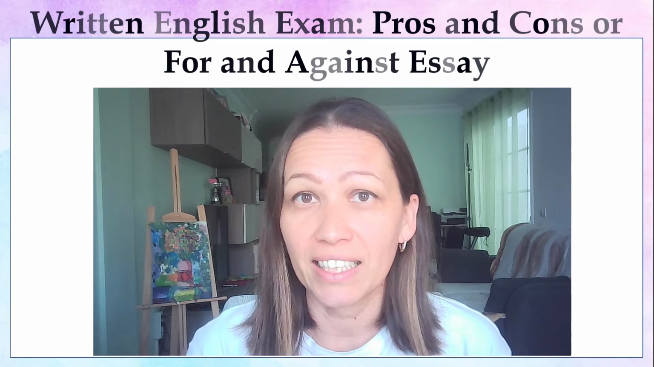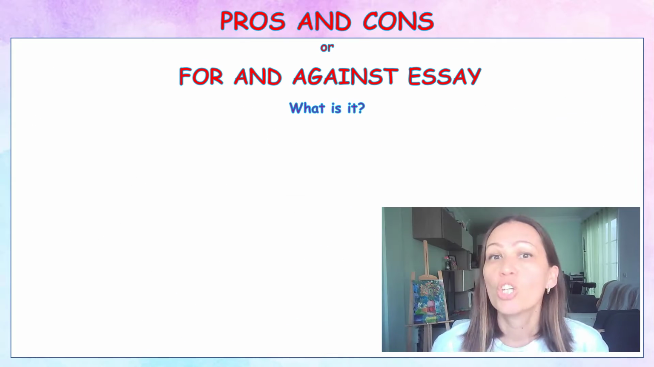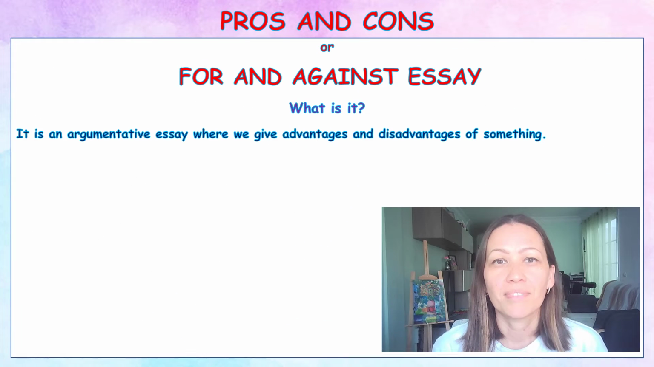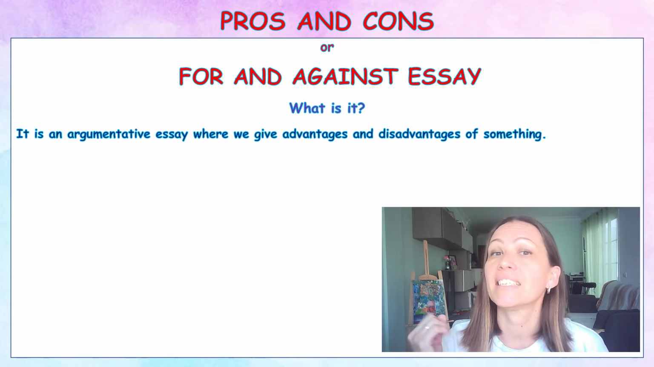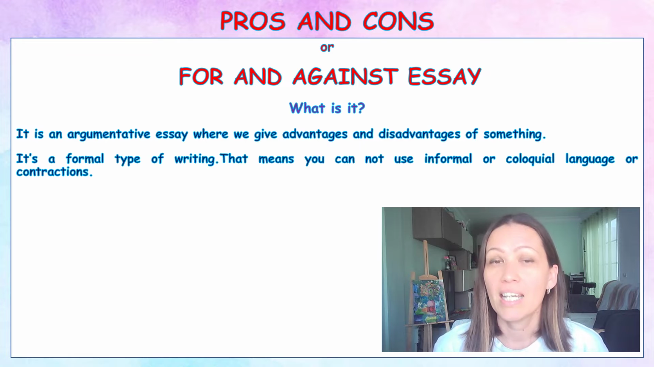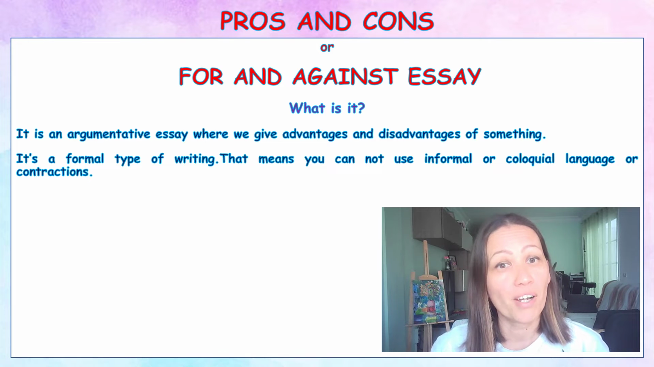Pros and cons, or in other words, for and against essay. We will see what kind of essay it is, what structure it has, and how to write it. Let's start. So what is it? A for and against essay is an argumentative essay where we give advantages and disadvantages of something. It's a formal type of writing.